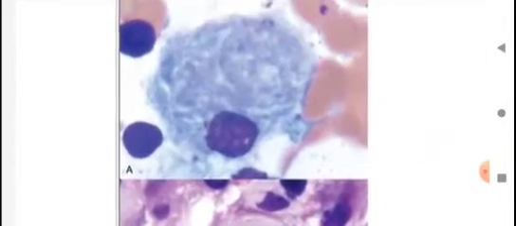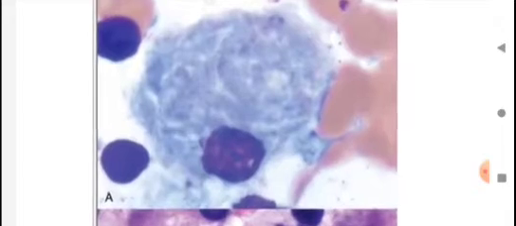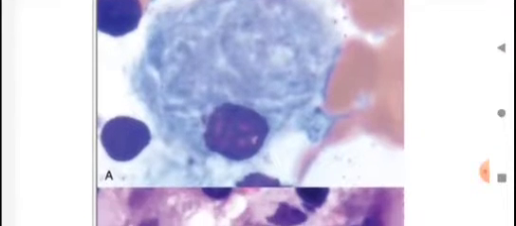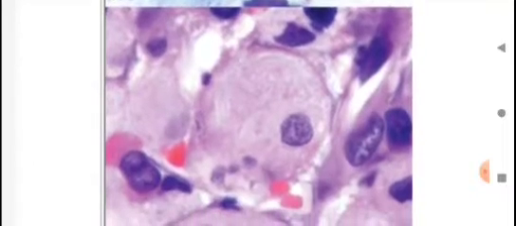So this figure shows a Gaucher cell. This is a special stain. You can see the crumpled tissue paper-like appearance of the cytoplasm. You can see the cell size compared to other cells. The size reaches up to 100 micrometers. Here, this is an H&E stain. This is the Gaucher cell, with a small nucleus and enlarged cytoplasm.